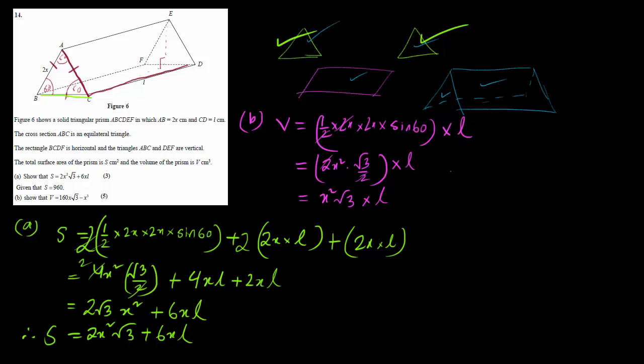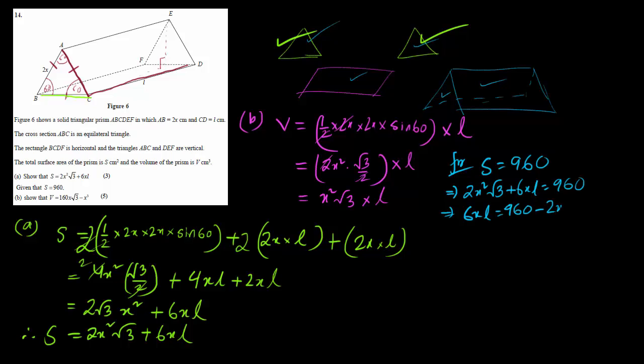So we can write for S equals 960, we can write 2x squared square root of 3 plus 6xL equals 960. Let's send everything to the other side. 6xL equals 960 minus 2x squared square root of 3. Therefore, L equals (960 minus 2x squared square root of 3) divided by 6x. So we found an expression for L.